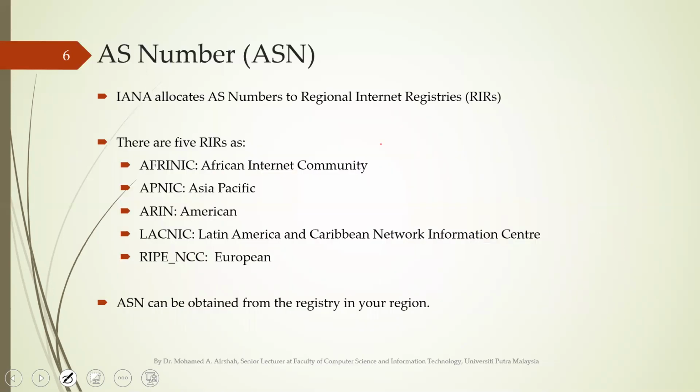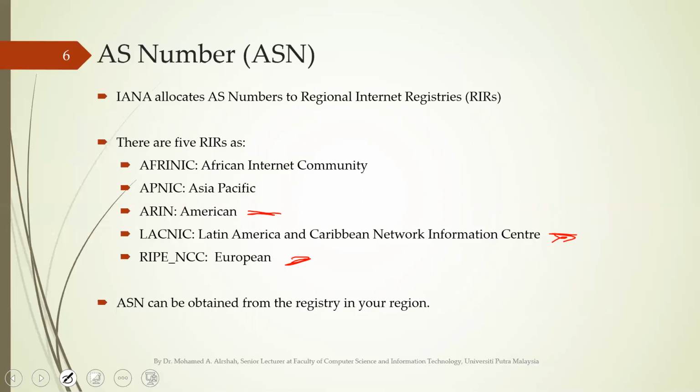So AS numbers, IANA allocates AS numbers to regional internet registries, as I mentioned, RIR. There are 5 RIRs. As you can see here, there's one in Africa, what they call the African Internet Community, and there is one for Asia Pacific, which is APNIC, and the third one is for America. Then we have another one for Latin America, and the last one is for Europe.